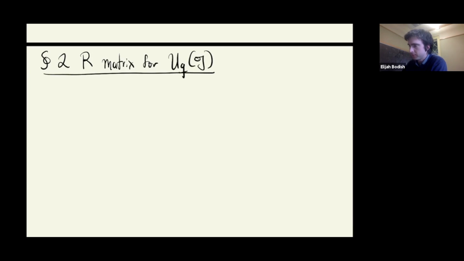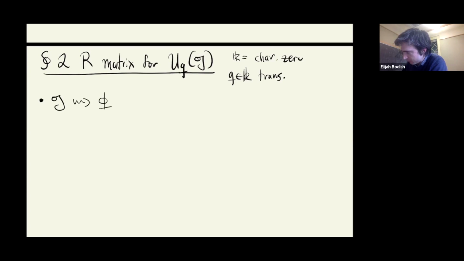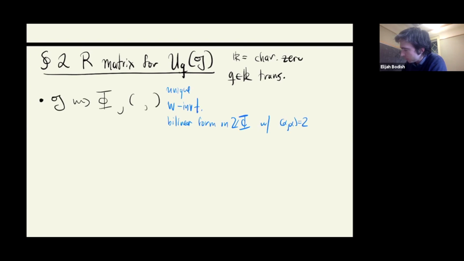So, same field K of characteristic 0, with q in K transcendental. And at some point, unfortunately, we're going to have to further assume that q has an nth root for some n in K. So if I have this semisimple Lie algebra g, remember this gives rise to a root system, and it has this form, which is the unique W-invariant bilinear form on Z Phi with (alpha, alpha) = 2 for short alpha.